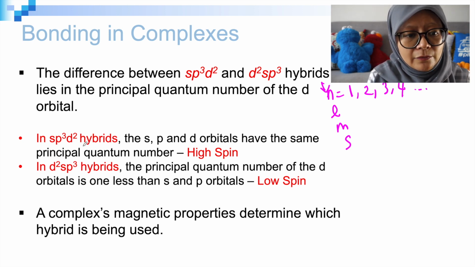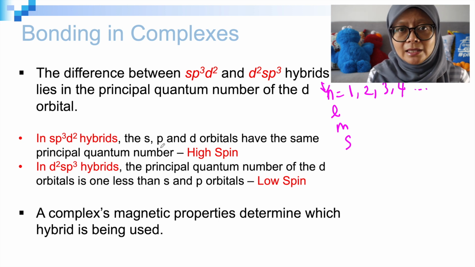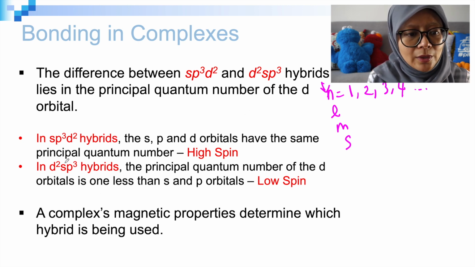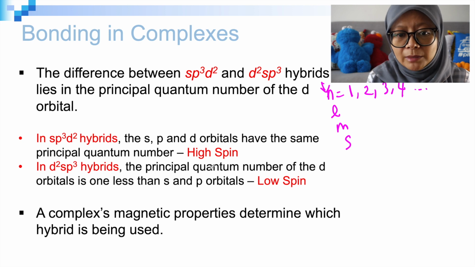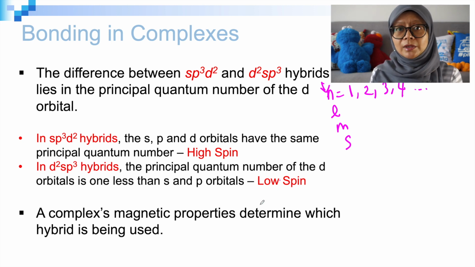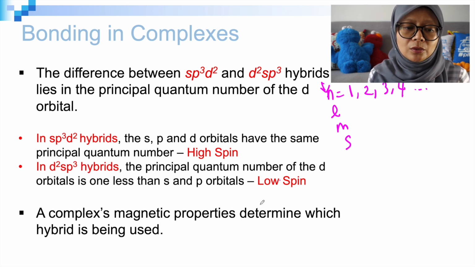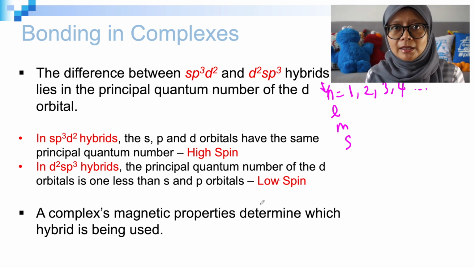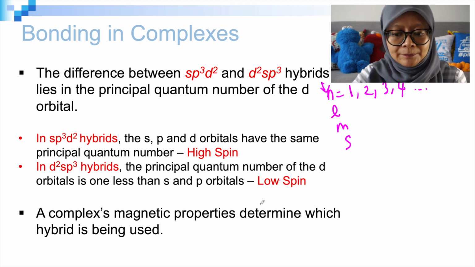And here for sp3d2, usually the s, p and also d orbitals have the same principal quantum number, where usually you can consider this one as a high spin complex. And if you have the d2sp3 hybrids, the principal quantum number of the d orbitals is 1 less than the s and also p orbitals. So it will give you a low spin complex. And a complex's magnetic properties usually determine which hybrid is being used. So you need to be able to differentiate between the paramagnetic and also the diamagnetic.